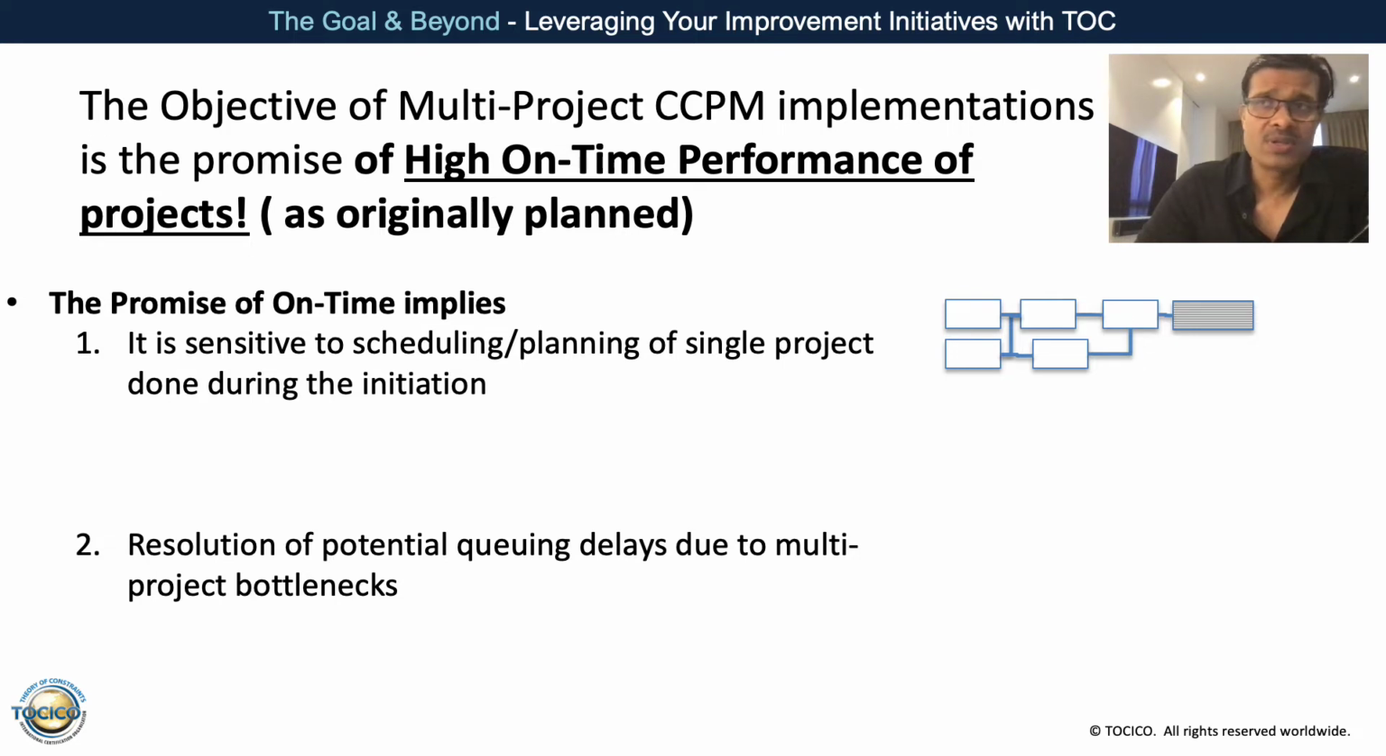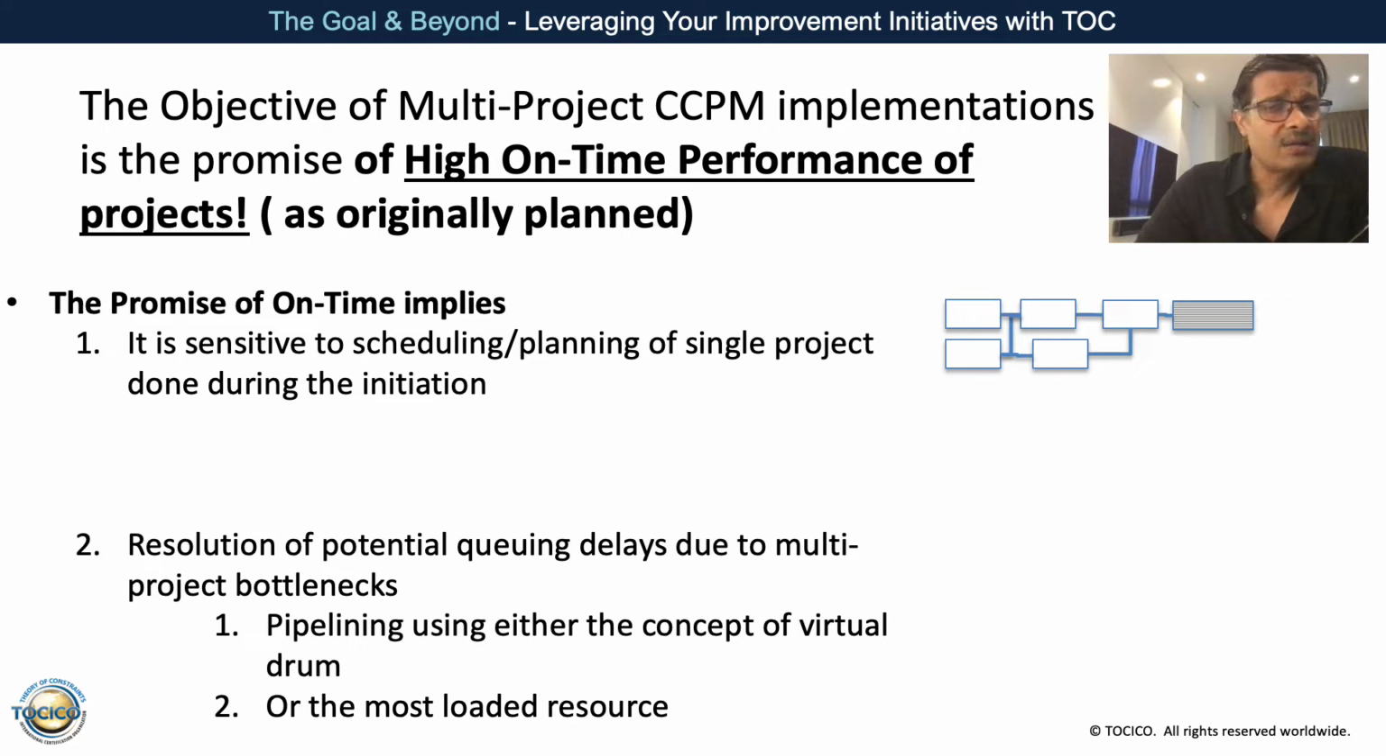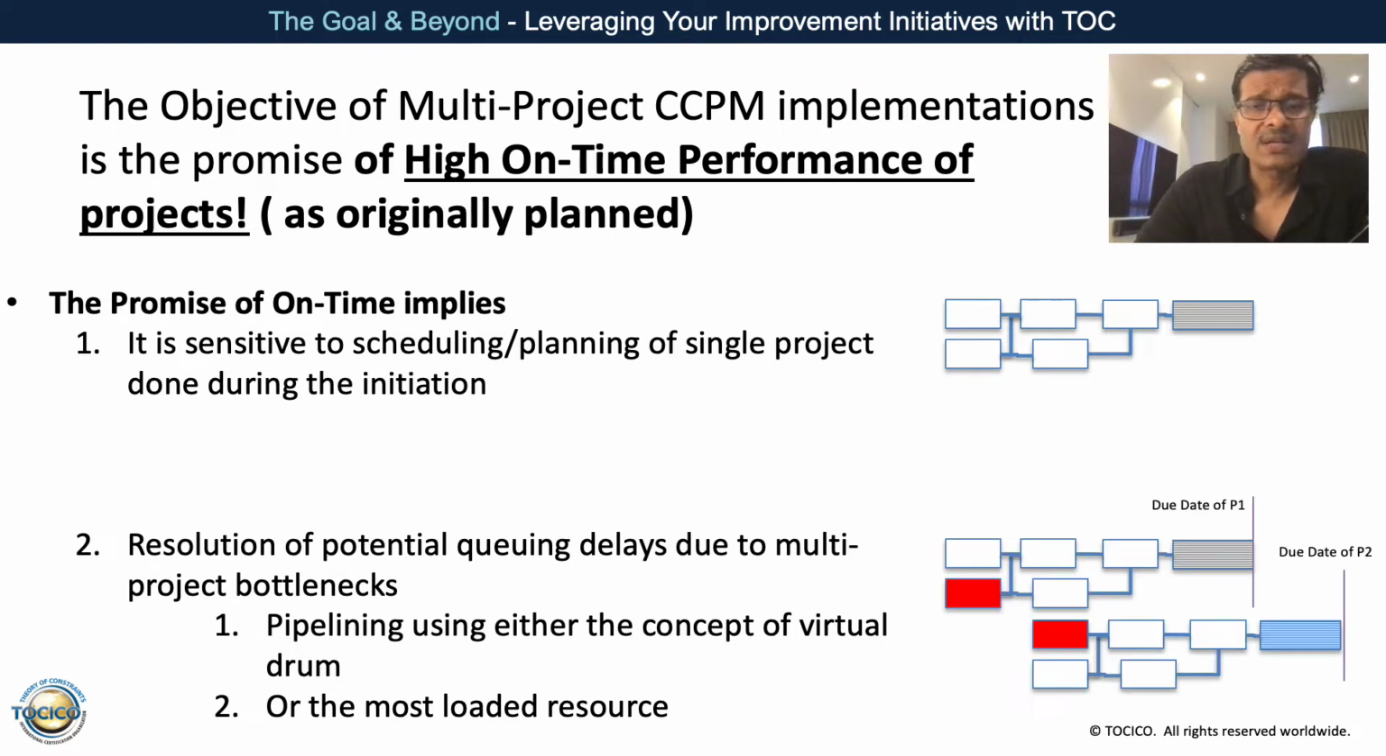And that, as we all know, is the process called pipelining, where the projects are pipelined based on the most constrained resource, or a virtual drum, right? Basically, we stagger it and get a due date. So that's the end of planning, where we get a valid date for each of those projects.